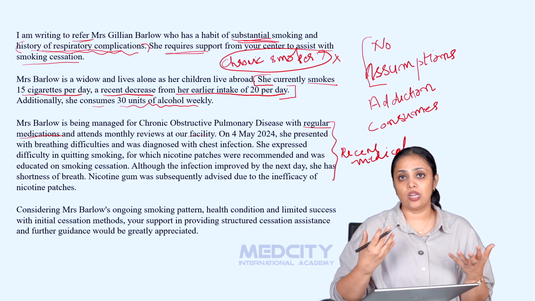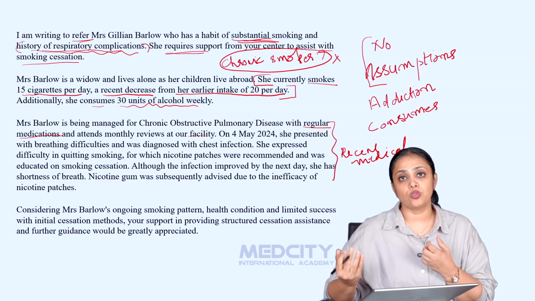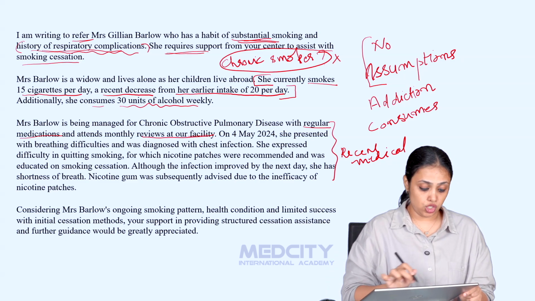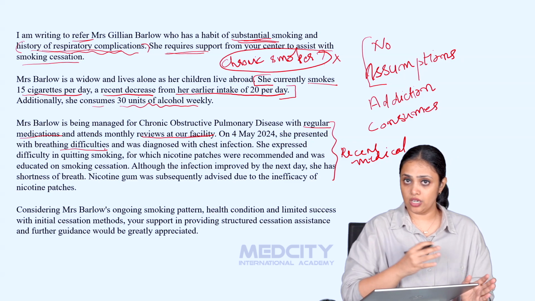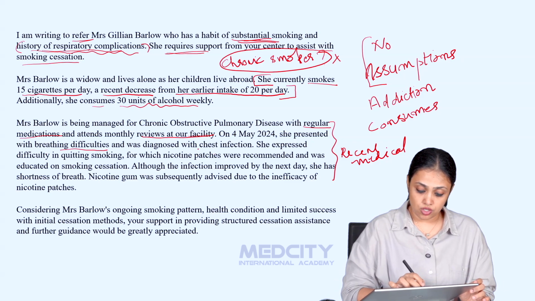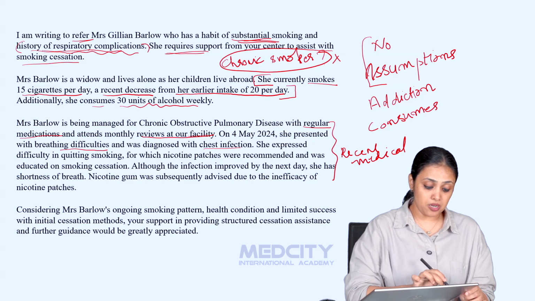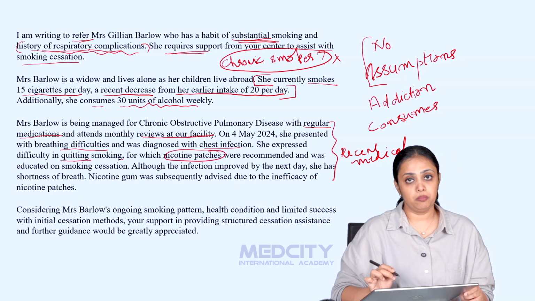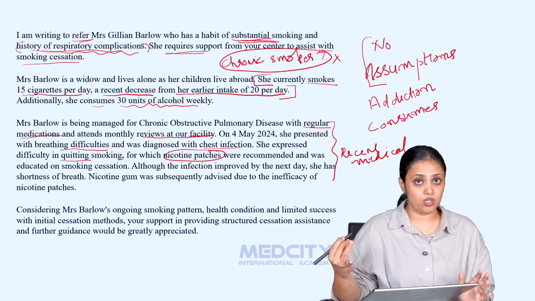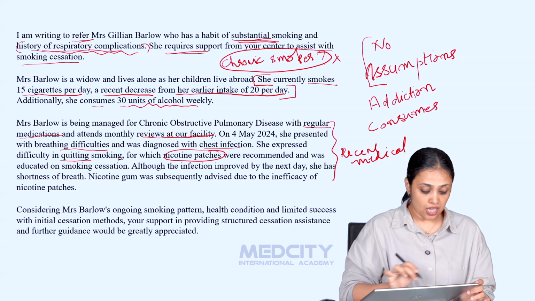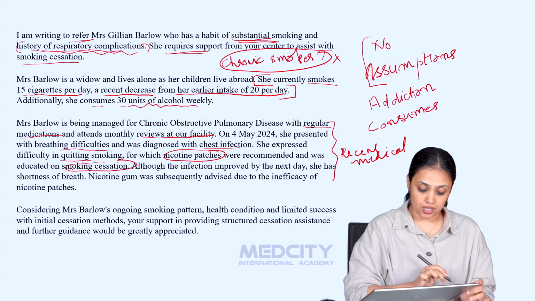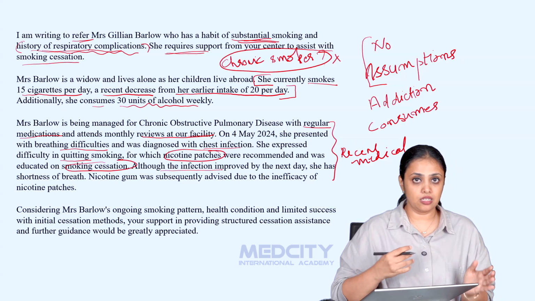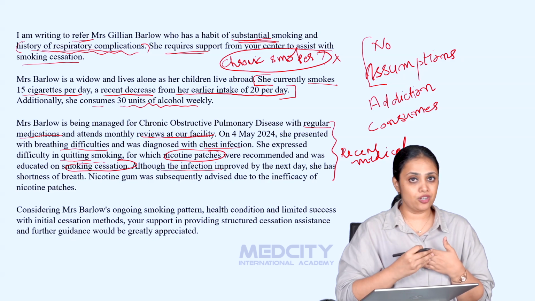You are starting the storyline as to how you got, or what is your association with the patient. How do you know the patient? Then on 4th May 2024, she presented with breathing difficulties, not elaborated the symptoms, and was diagnosed with chest infection. Okay. She expressed difficulty in quitting smoking, for which nicotine patches were recommended. Okay, it is associated with smoking cessation, so we have placed it in there, and was educated on smoking cessation. Okay, although the infection improved by the next day, you've just made it clear on the medical side how was the progress of the patient.